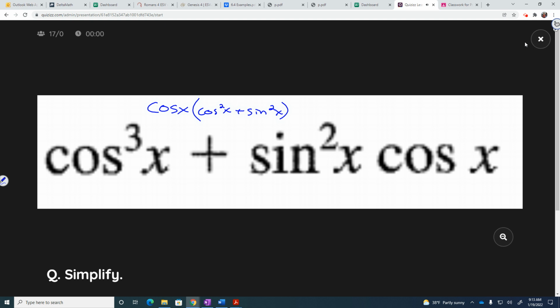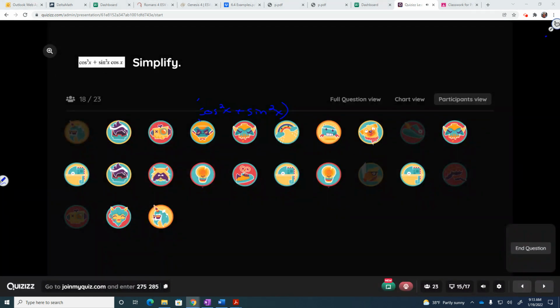Again, these just take a lot of practice. The only reason I know how to do that is because I've solved a lot of these problems. Cosine times 1 is cosine.